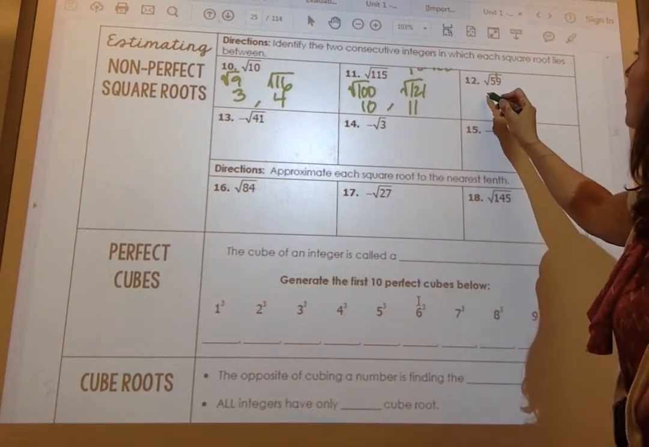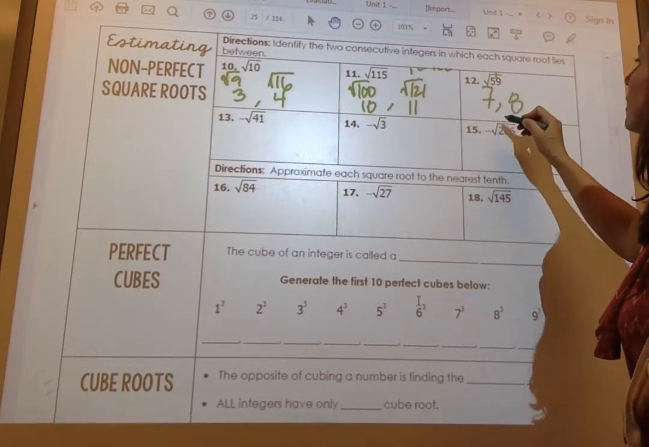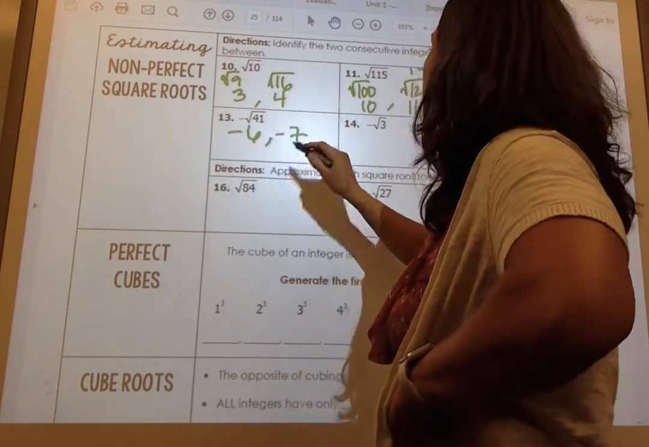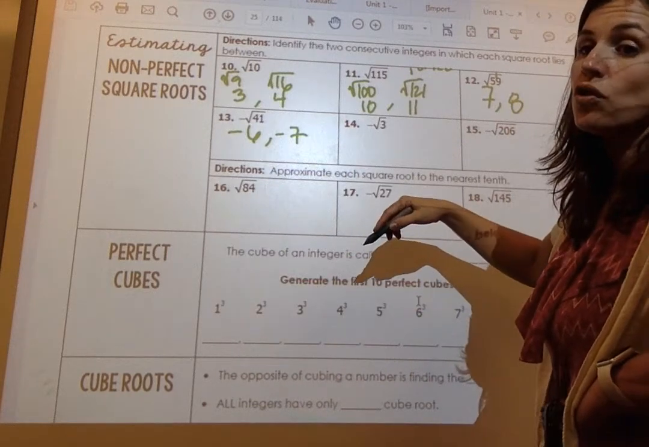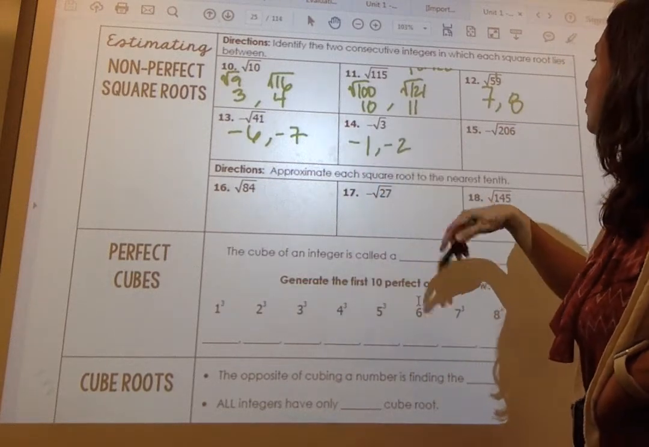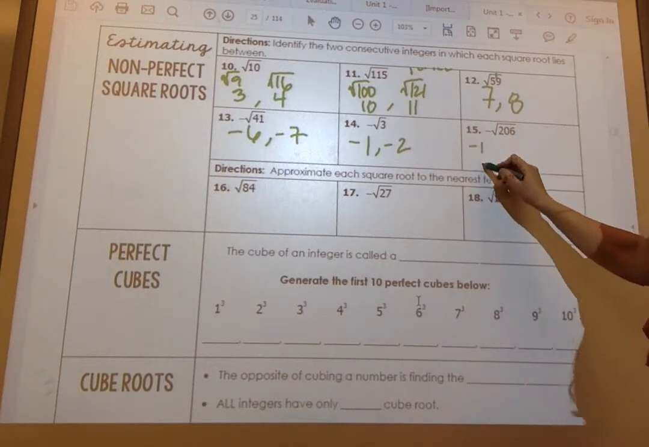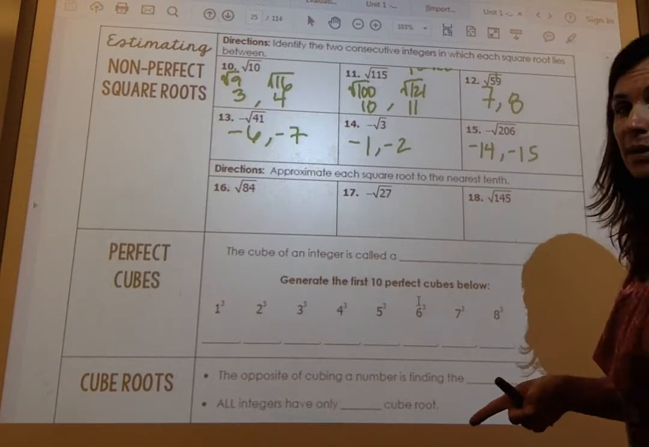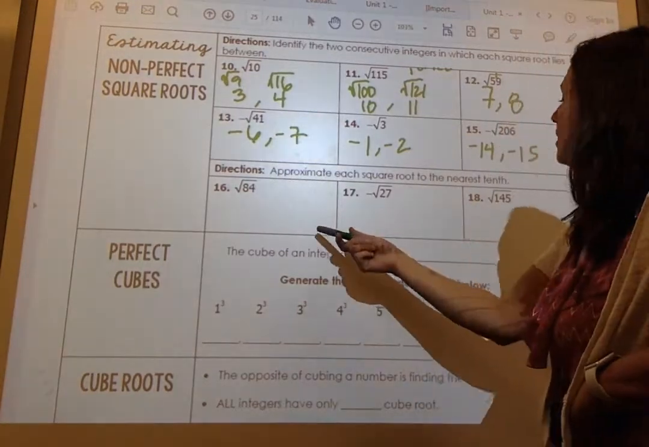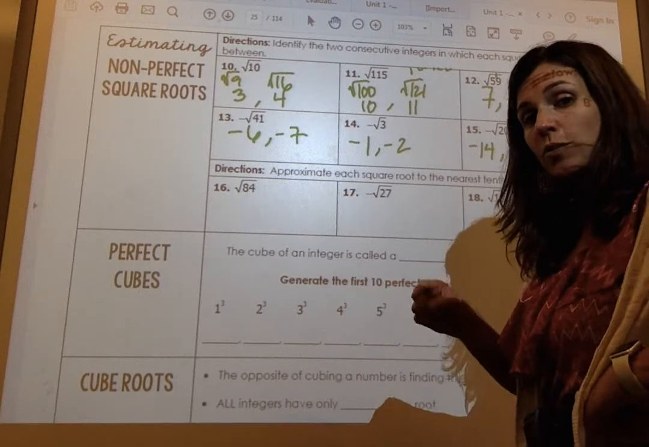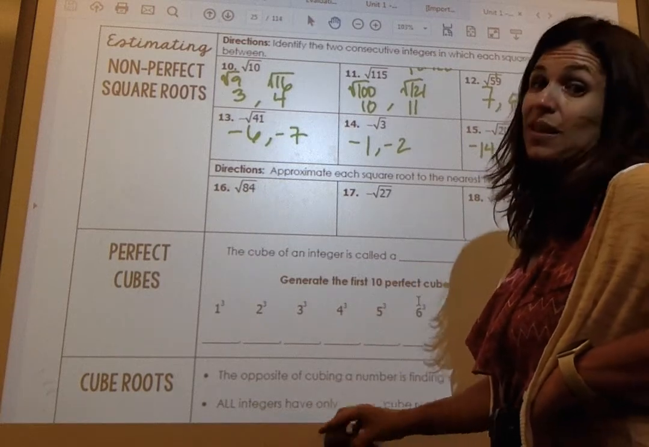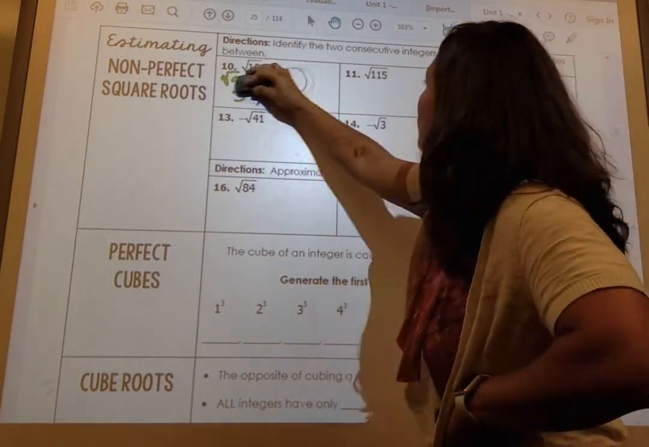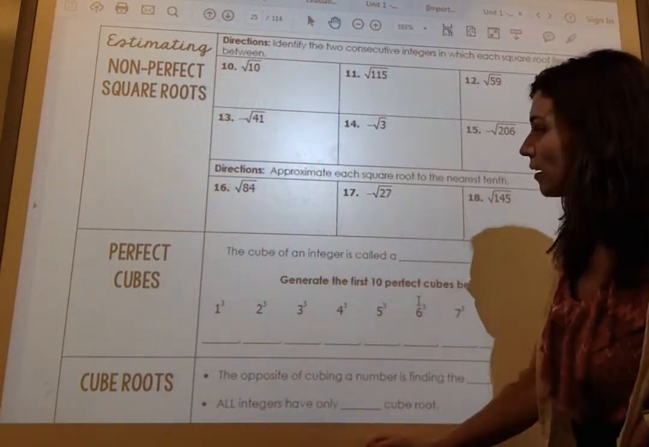Okay, number 12, you should have between 7 and 8. Number 13, you should have between negative 6 and negative 7. Number 14, you should have between negative 1 and negative 2. And number 15, you should have between negative 14 and negative 15. If you need help with that, come see me tomorrow in tutoring. 16 through 18, I want you to make a question mark in your notes because we're going to come back to that in class. So that's one step more that we have to do to estimate between the nearest 10. So we will do that in class together.